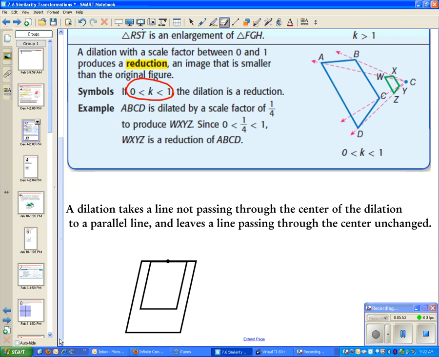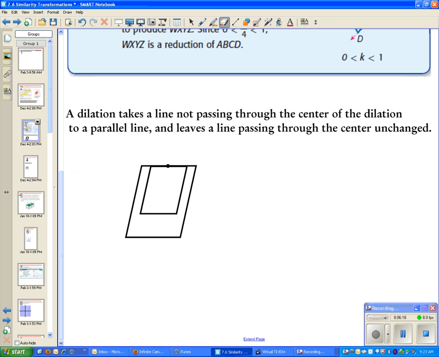A dilation, and this is something direct from the standards that I can't find in our book, so I'm just going to put it in here. A dilation takes a line that is not passing through the center of dilation to a parallel line and leaves a line passing through the center of dilation unchanged. Now, that's the way the standard says it. It's not quite accurate, because look at this figure.